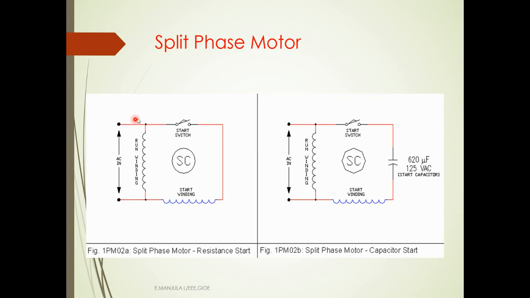If you see here, there are two windings connected in parallel to each other. The blue color indicates the starting winding, and here is the running winding, which is called the main winding, and the starting winding is called the auxiliary winding. There is a switch, and this is a squirrel cage rotor. It is supplied by AC. This is a split phase motor, resistance start. And there is another picture. If you see, there is a capacitor. This is a split phase motor, capacitor start.